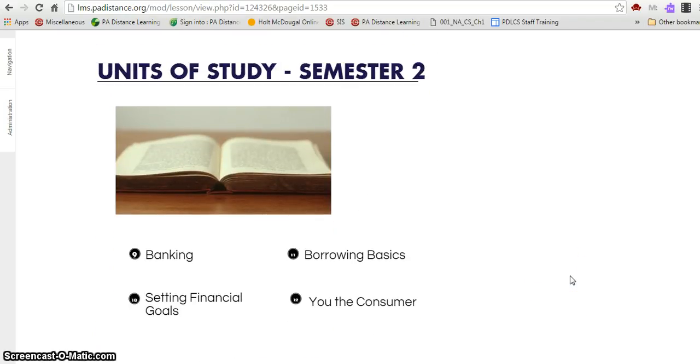We're going to talk about setting financial goals. I know you might think I'm talking crazy talk a little bit right now, but it is so important to learn the importance of saving and how to manage your money at a young age so you can grow up to be an effective citizen, link to civics, as you get older. We're going to talk about you, the consumer, how ads attract us, and you even get to make your own ad in that unit. It's pretty neat.